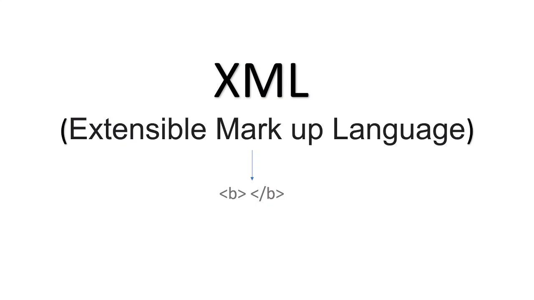XML means extensible markup language. Markup means nothing but this tag. We write the code using this tag. This tag is called markup. Since we use markup, it is called XML, extensible markup language. Like HTML, whose expansion is hypertext markup language. In HTML also we use this markup. That's why we say the language is hypertext markup language.